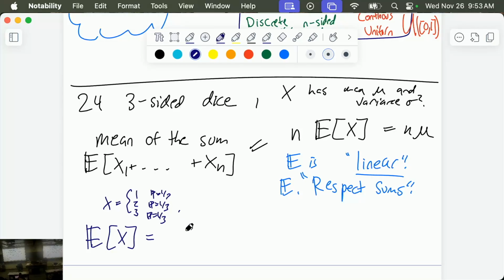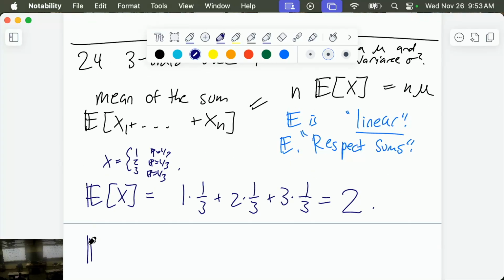Okay, so what is the average? It is 1 times a third plus 2 times a third plus 3 times a third, which is also known as 2. Okay, very nice. You roll a 3-sided dice, on average, you get 2. So the total will be 2 times the number of dice, so will be 24.